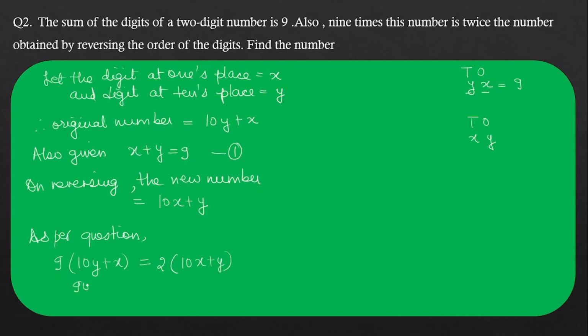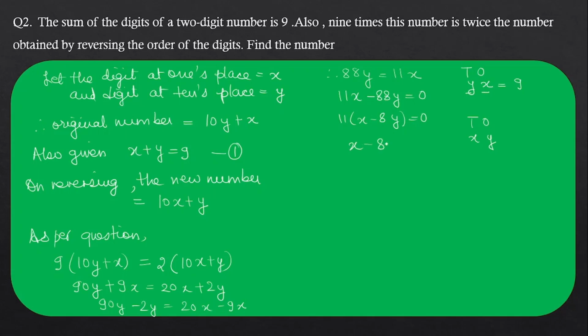Let us simplify this. We will get 90y plus 9x is equal to 20x plus 2y. On further solving, we get 90y minus 2y is equal to 20x minus 9x. 90y minus 2y will become 88y. 20x minus 9x will become 11x. So, the equation becomes 11x minus 88y is equal to 0. I can take out 11 common. So, I get x minus 8y is equal to 0. So, the second equation becomes x minus 8y is equal to 0. Let me write down the equations again. So this is the first equation and this is the second equation.